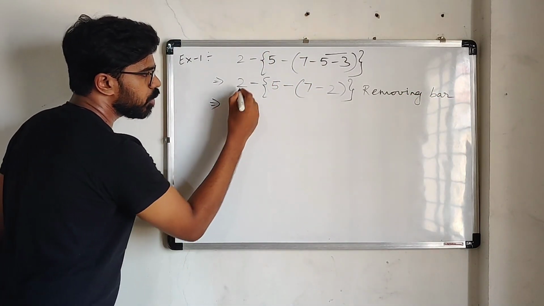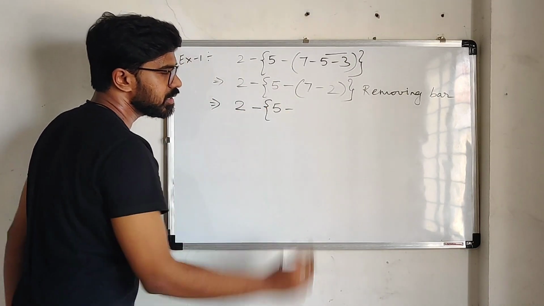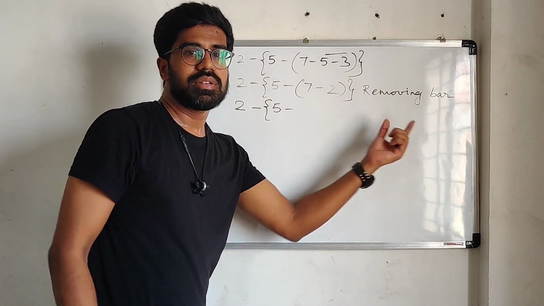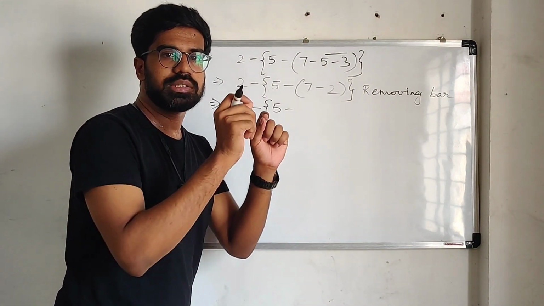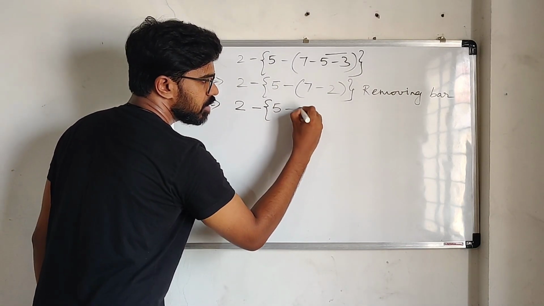The next step will be what? 2 minus curly bracket 5 minus. After the bar, if you remember, what was the next priority? The next one is to solve the common bracket or round bracket. So that is 7 minus 2. What is 7 minus 2? 5.